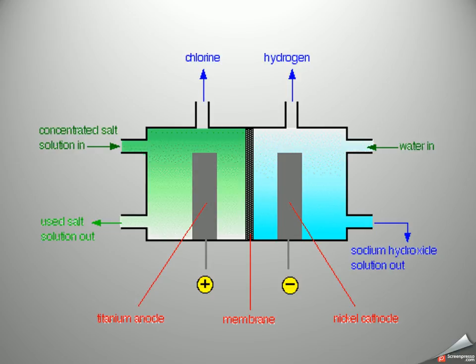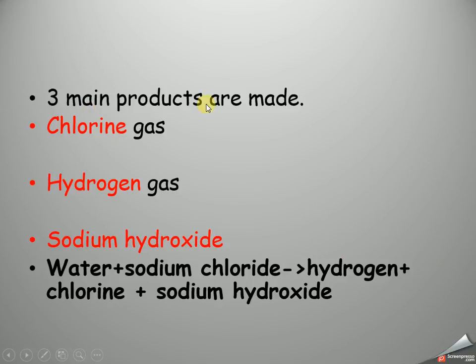So this is the electrolysis of salt solution, or the electrolysis of brine. In goes the salt solution that they've got from the borehole. Chlorine gas comes out; we'll talk about that in a second, about the swimming pools. It can make chlorine, hydrogen, and sodium hydroxide. So three main products are made from the electrolysis of brine: chlorine gas, hydrogen gas, and sodium hydroxide. This is the word equation: water plus sodium chloride gives you hydrogen, chlorine, and sodium hydroxide.